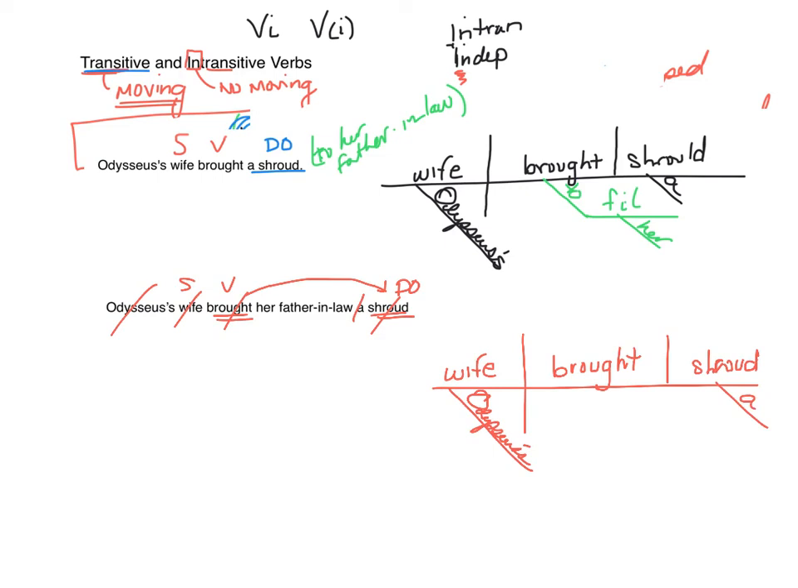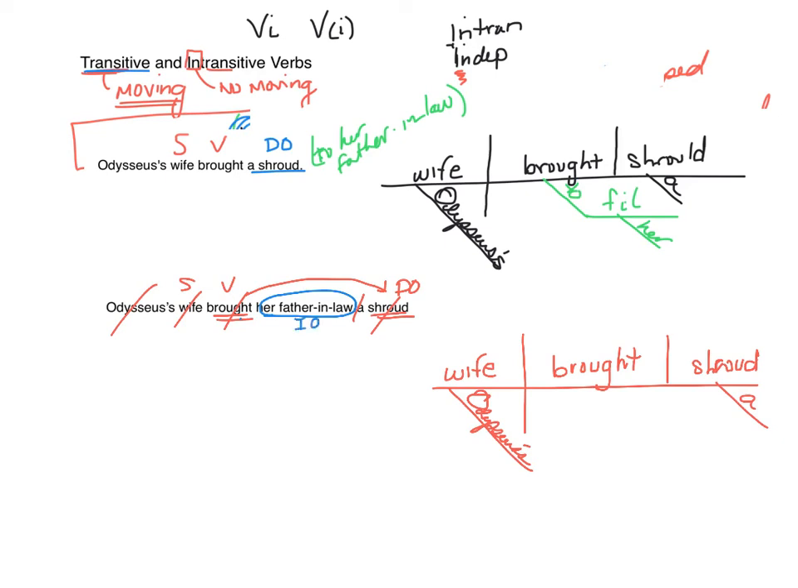Okay. Her father-in-law. What do I do with her father-in-law? Well, is her father-in-law related to the bringing? Sure, it's saying where she's bringing it. It's describing the direction of the action. So it is indirectly related to brought, but it's not the thing that's actually being brought. Indirectly related. That would make it an indirect object.